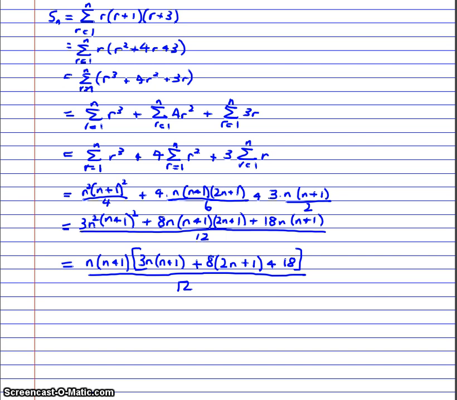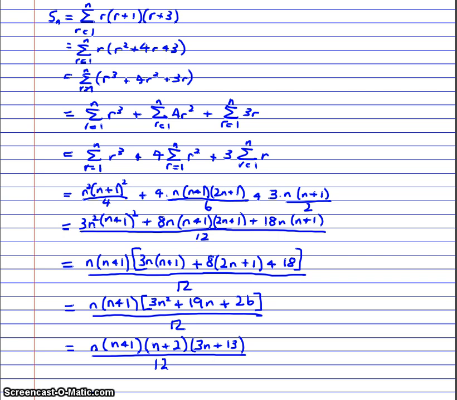So you can see that I've taken that common factor of n times n plus 1 out, and the remaining is inside the square brackets. So then the next step is to expand and collect any like terms, and then factorize that last expression in those square brackets as far as possible.